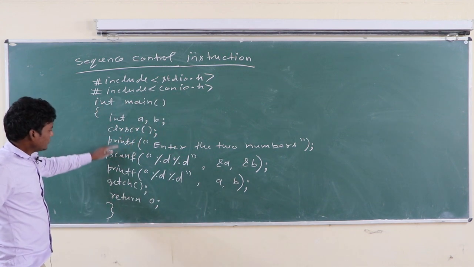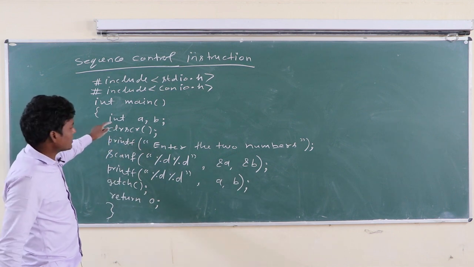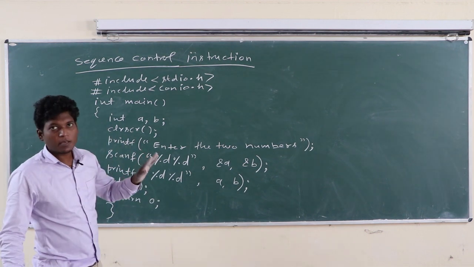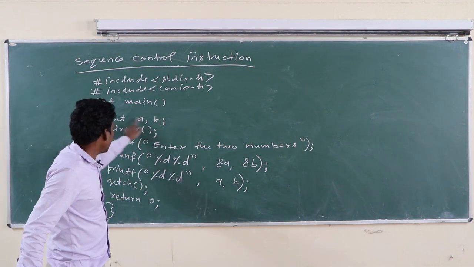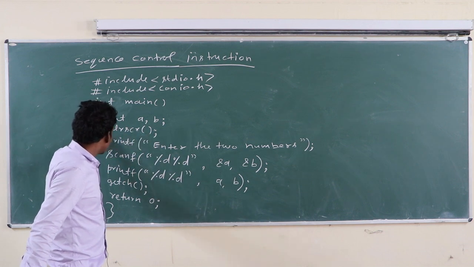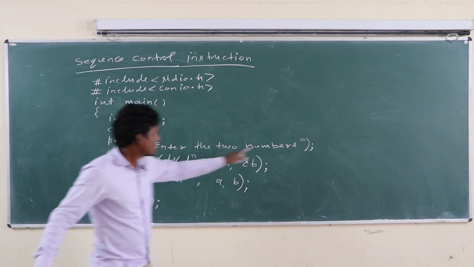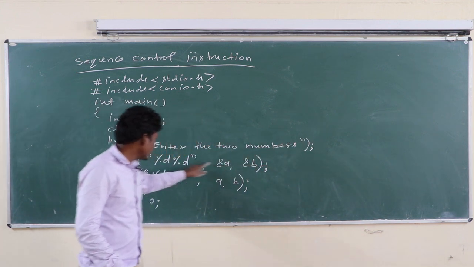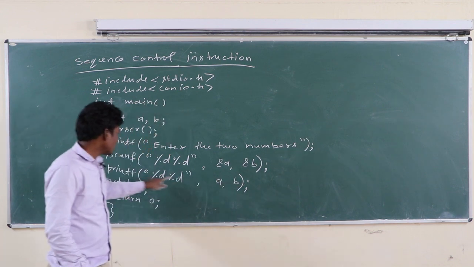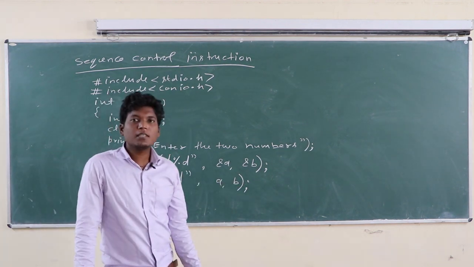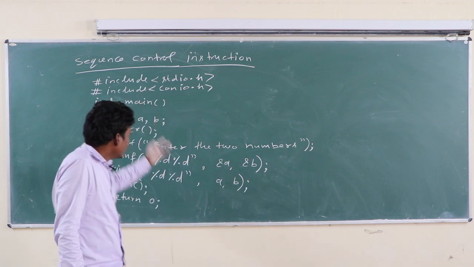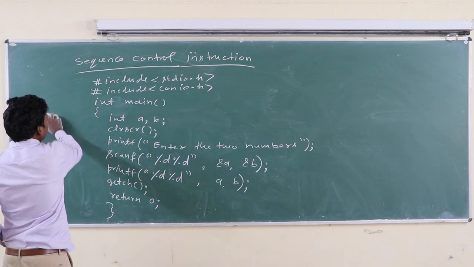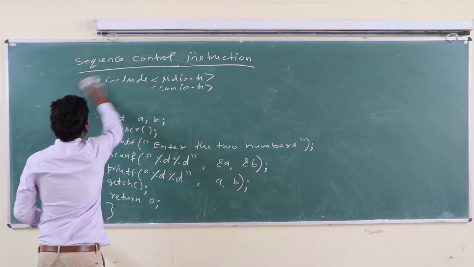So here control does not skip any statement. A statement is always terminated by a semicolon. This is the semicolon, so this line is a statement. This is the semicolon, so this whole line is a statement. There is a semicolon, so this line is a statement. A program is nothing but a set of statements. You can see here a set of statements. Statements are always terminated by the semicolon.